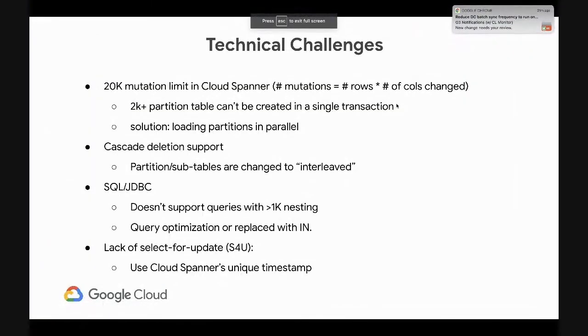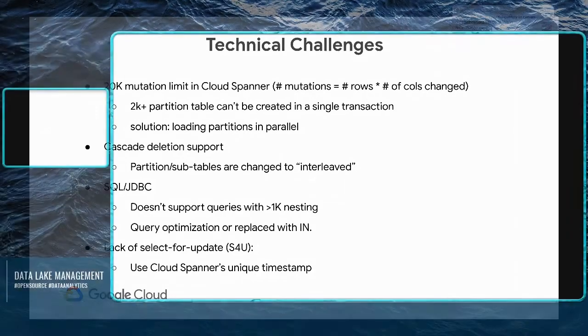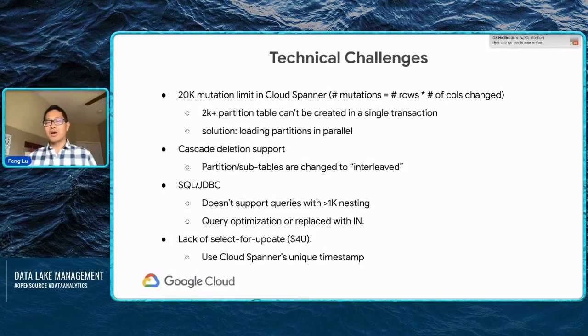So some of the technical challenges we faced: there's a 20K mutation limit in Cloud Spanner. Mutations define a row or column change. So that's why it's hard for us to load, say, 2000 plus partitions at once in a single transaction. The solution we implemented is to partition that load automatically so that it will be done in parallel transactions. There's also some issue with cascaded deletion support. So that's why we have to change some partitions and their subtables into interleaved.